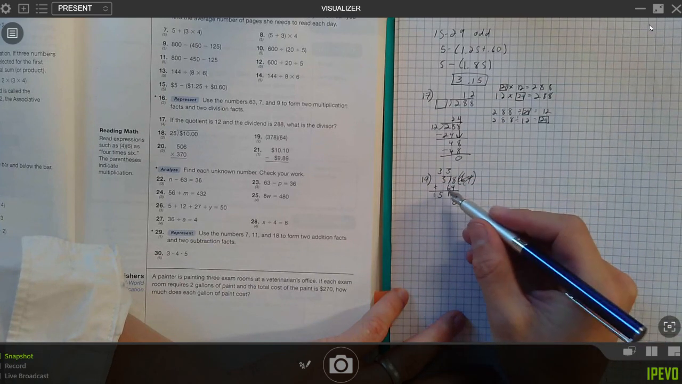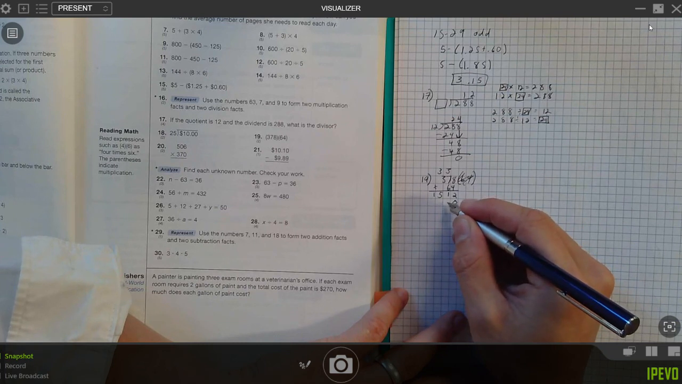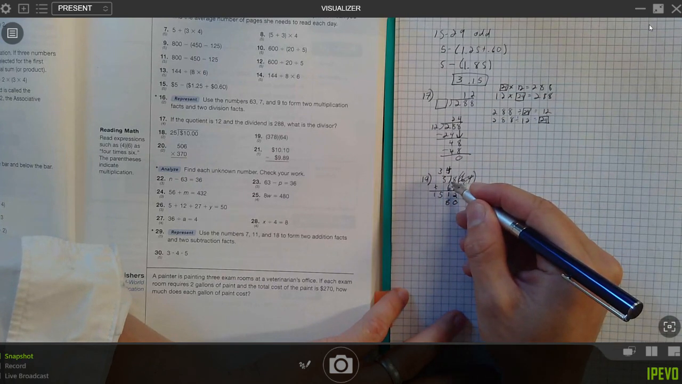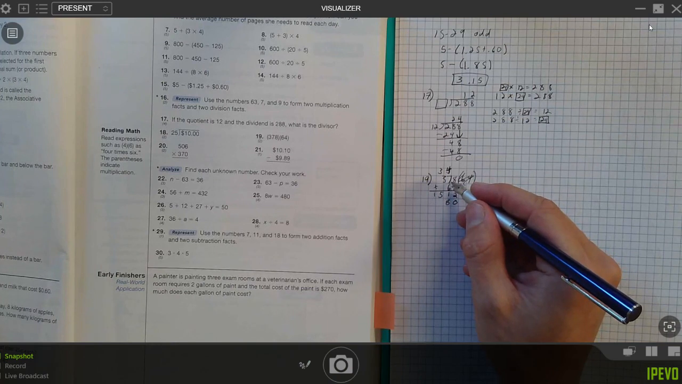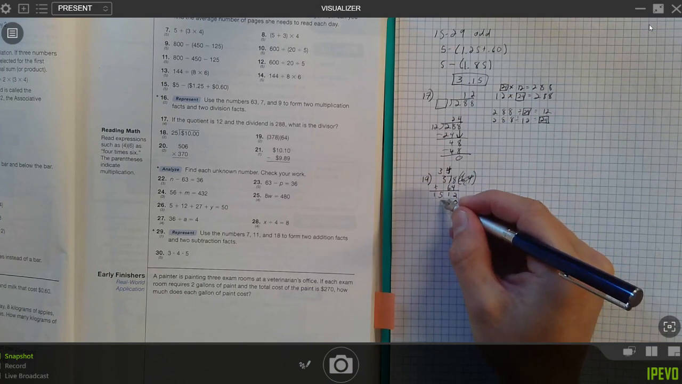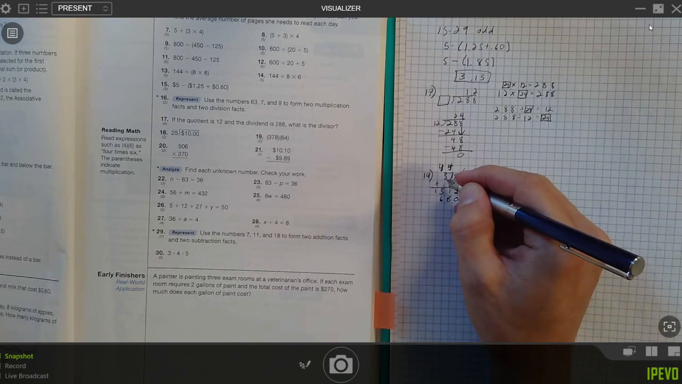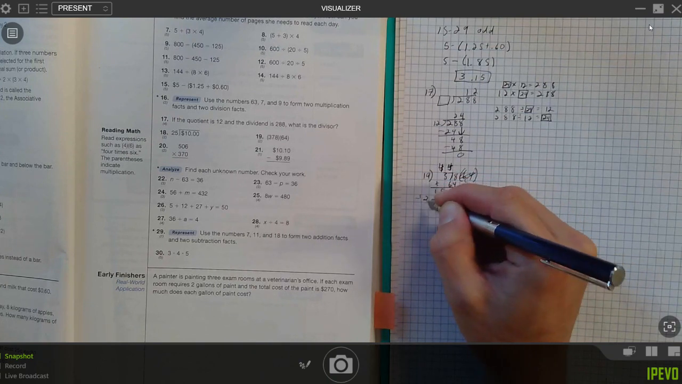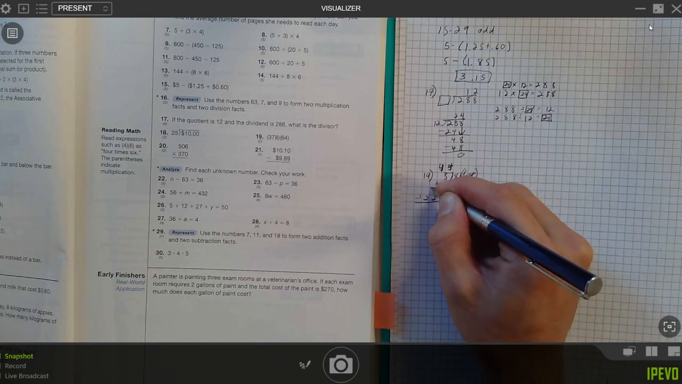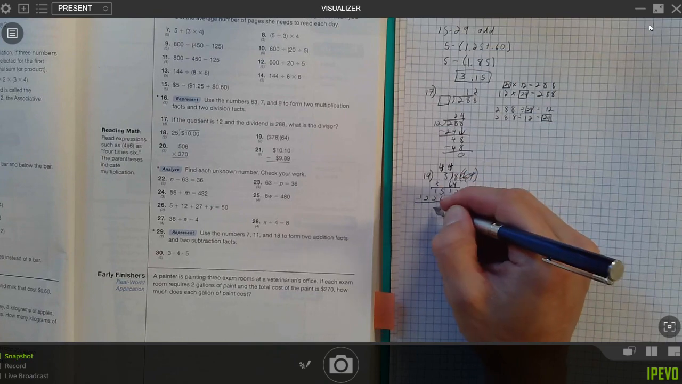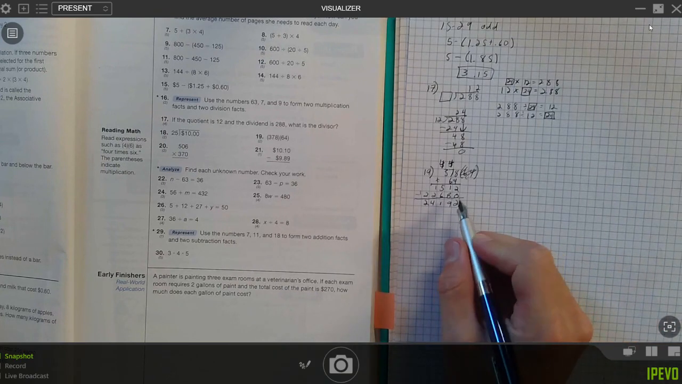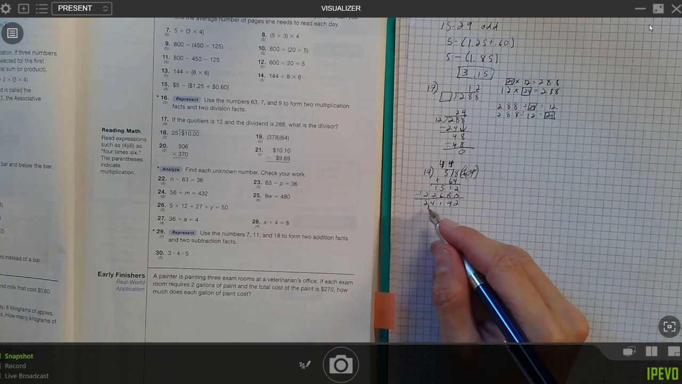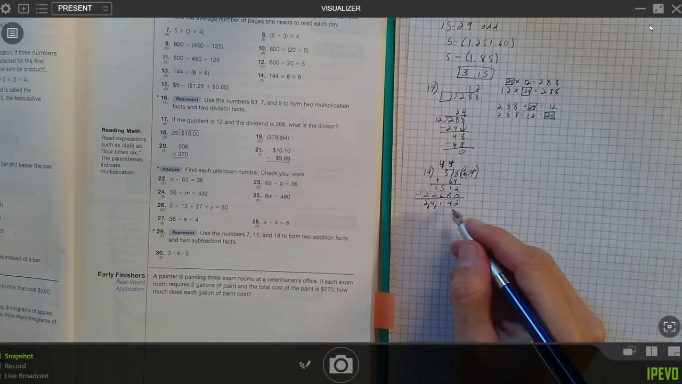Now I do my tens column, and then 6 times 8 is 48. 6 times 7 is 42. Plus 4 is 46. 6 times 3 is 18, 19, 20, 21, 22. I add that together. 2, 9, 11, 2, 3, 4. So my answer here, 378 times 74 is 24,192.